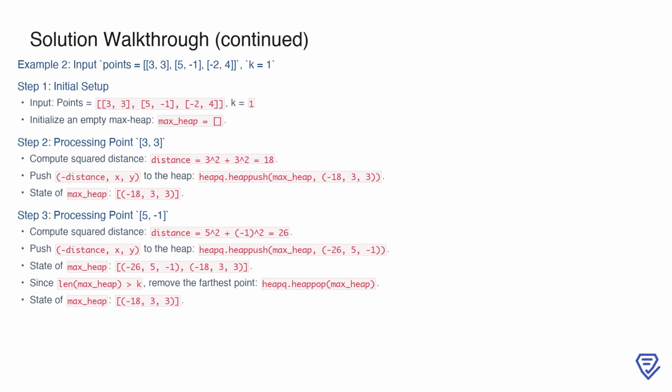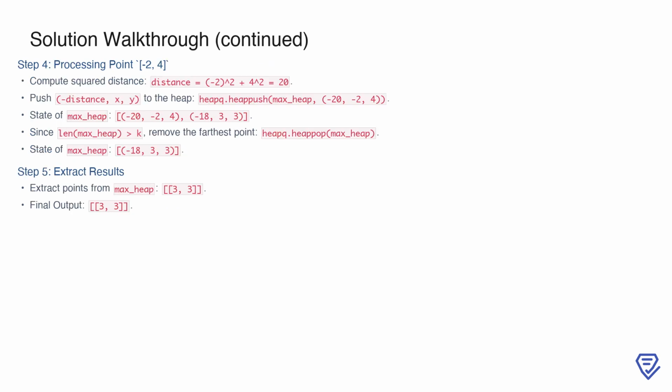Next, we move to the point [5, -1]. The squared distance is 5 squared plus -1 squared equals 26. We push this into the heap as -26, 5, -1, resulting in a heap state of -26, 5, -1, -18, 3, 3. Since the heap now has more than k elements, the farthest point, -26, 5, -1, is removed, leaving the heap as -18, 3, 3.